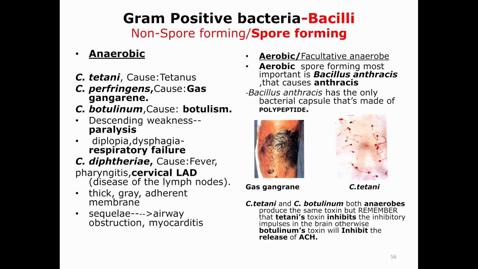Clostridium tetani and Clostridium botulinum are both anaerobes, and they both produce toxins. But what I need you to remember is that tetani's toxin inhibits the inhibitory impulses in the brain. Otherwise, the botulinum toxin will inhibit the release of acetylcholine.